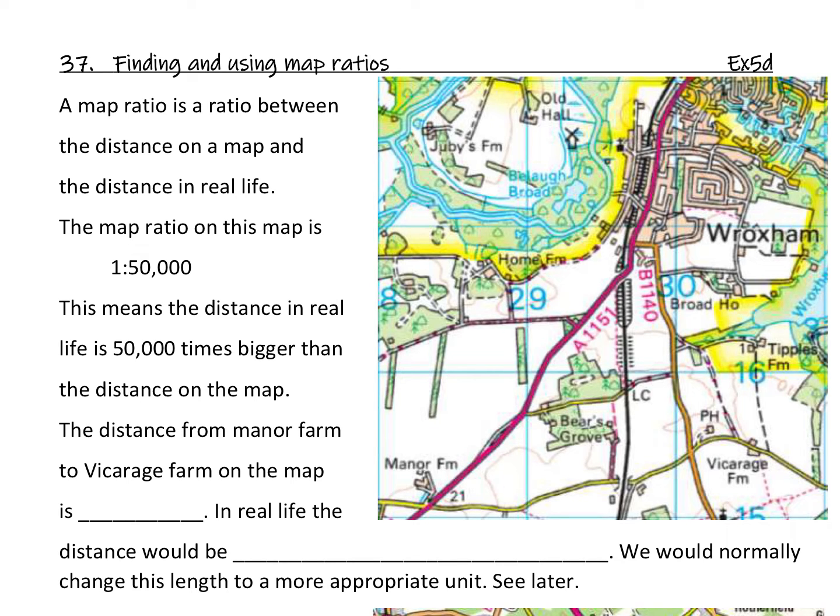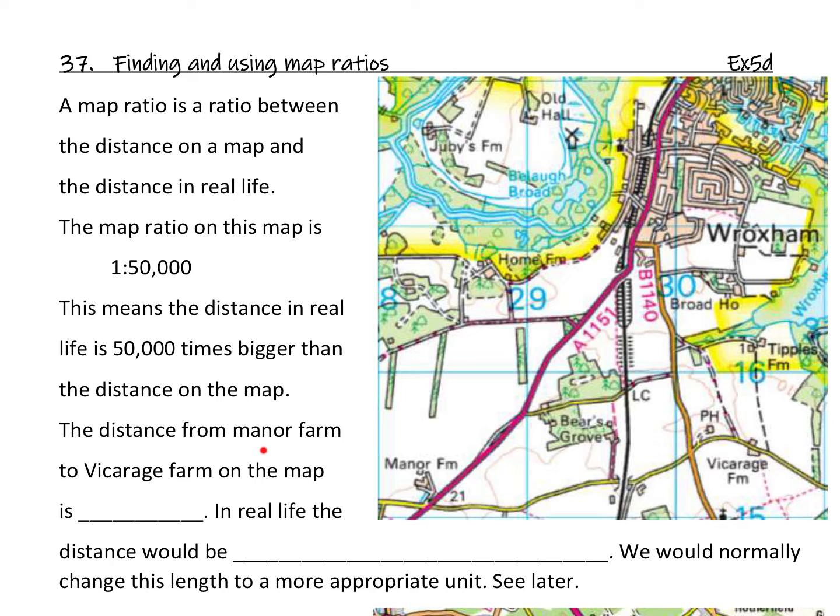Finding and using map ratios. A map ratio is a ratio between the distance on a map and the distance in real life. The map ratio on this map is 1 to 50,000. This means the distance in real life is 50,000 times bigger than the distance on the map. So it's 1 on the map, 50,000 times bigger in real life.